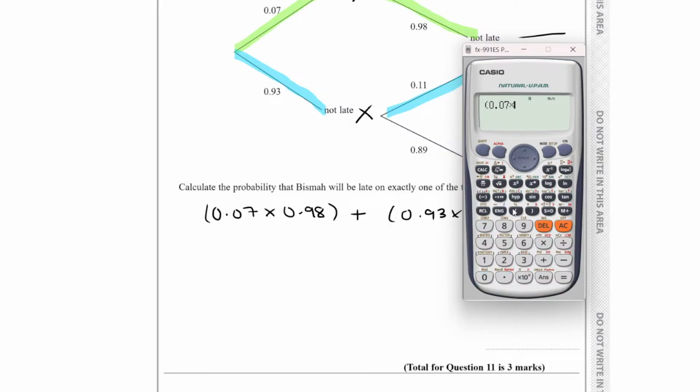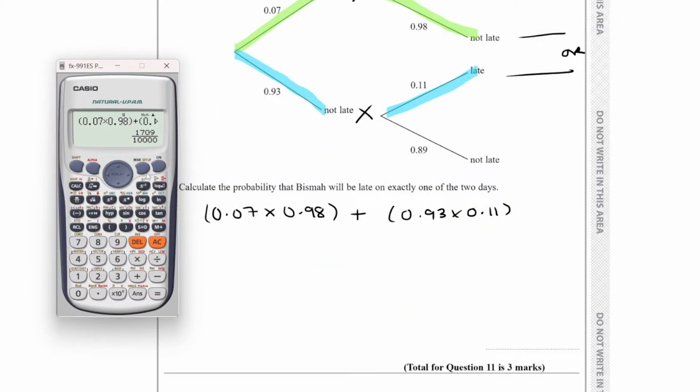0.07 multiplied by 0.98 plus 0.93. I think the other one was 11, wasn't it? 0.11. Yep. See all of that now. And then I just wrote all of those decimals.